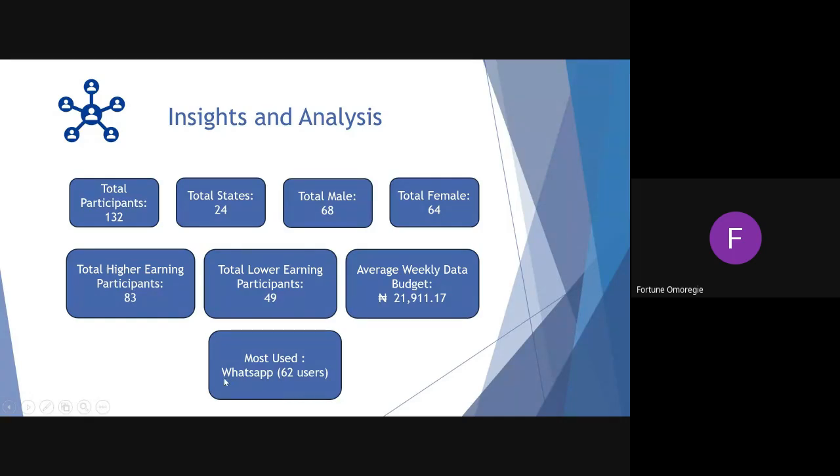All right, these are insights and analysis that I could gather from the data set. We had a total of 132 participants, 24 states, 68 male participants, 64 female participants. Total higher earning participants, that's the ones who earn above 100K in Naira, 83. Total lower earning participants, 49. Average weekly data budget was estimated to be about 21,000 Naira. And the most used social media platform, that is a typographical error, guys. Most used social media platform is WhatsApp with 62 users.